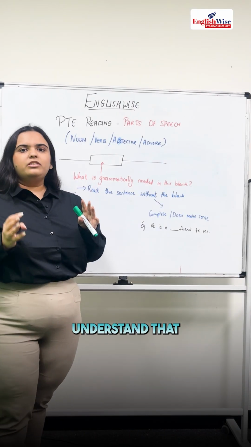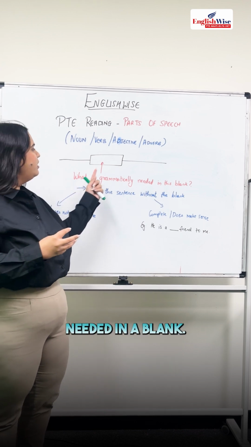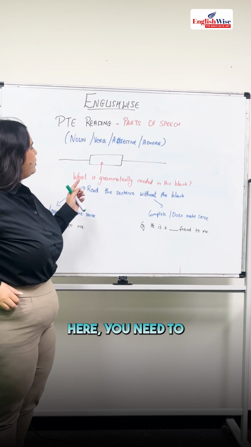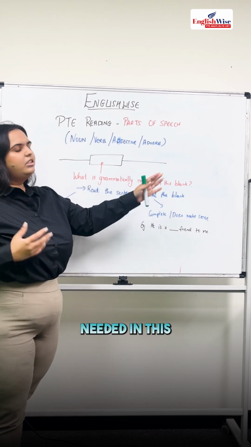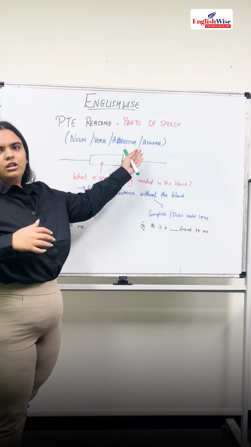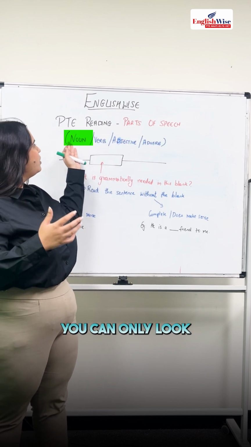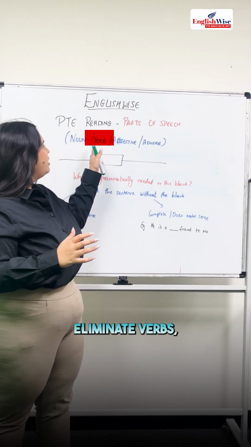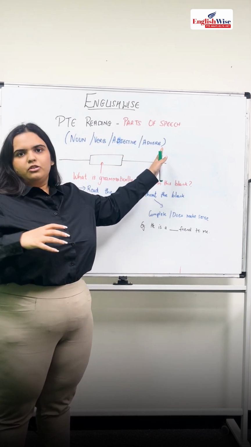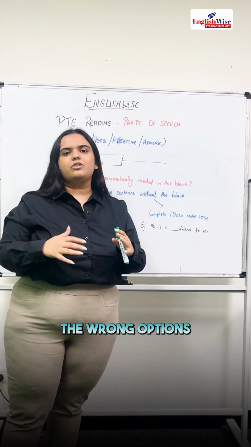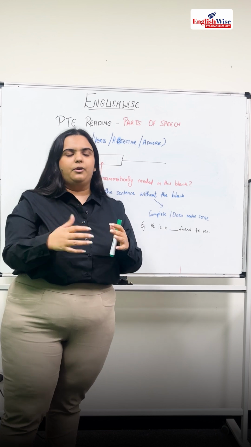So now, how to understand what is grammatically needed in a blank? Suppose you have a blank over here. You need to first find out what is grammatically needed in this blank, whether you need a noun, verb, adjective or an adverb. Say if you need a noun, then you can only look for nouns in the options and you can eliminate verbs, adjectives and adverbs. So using this method will help you to eliminate the wrong options and get to the final option quicker.